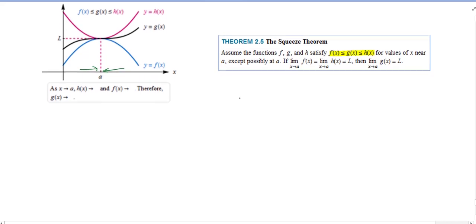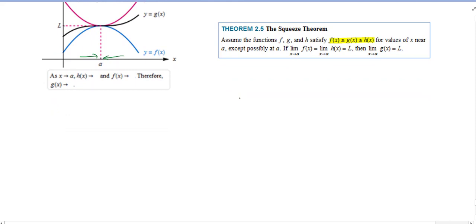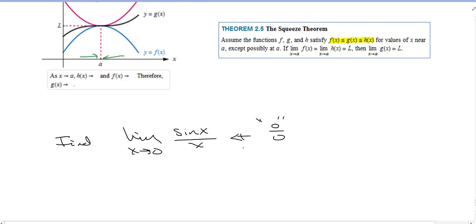Why do we need the squeeze theorem? In my example, I want to find the limit as x goes to 0 of sine x over x. I always say with limits, plug it in, but if you plug it in, notice that you get 0 over 0, which is an indeterminate form.